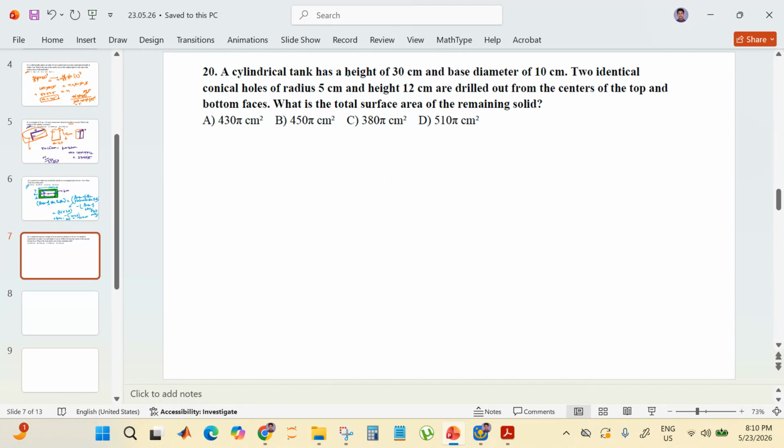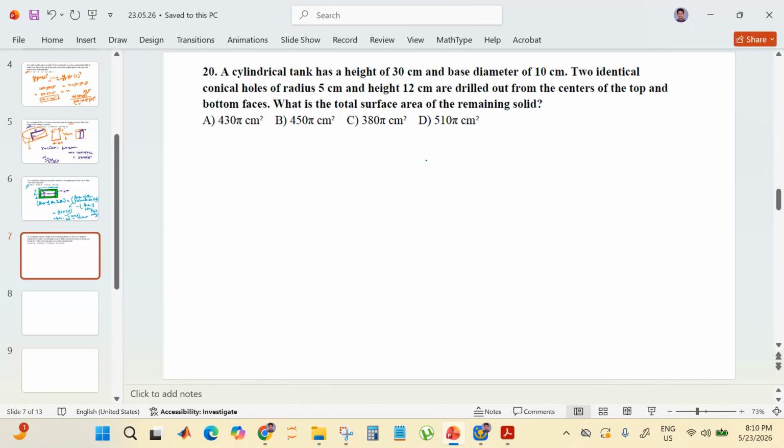A cylindrical tank has a height of 30 centimeter and base diameter is 10 centimeter. Two identical conical holes of radius 5 centimeter and height 12 centimeter are drilled out from the center of the top and bottom faces. What is the total surface area of the remaining solid?